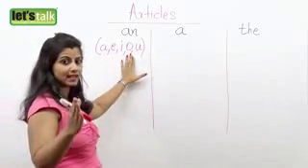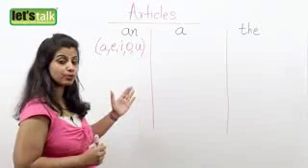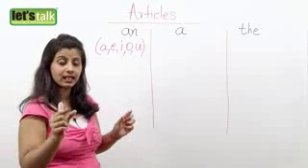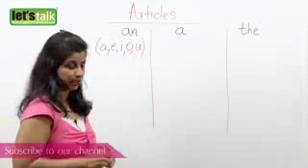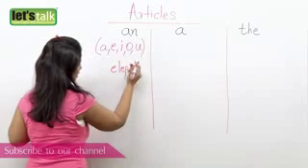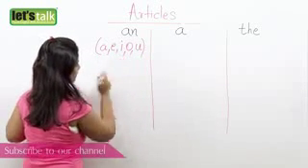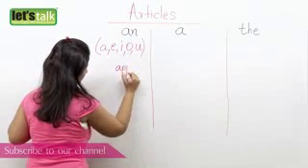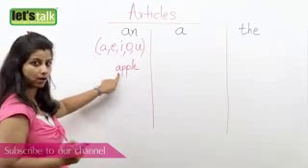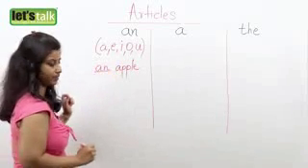When you want to place your article an, you always remember that you place the article an in front of the word beginning with a vowel. Okay, for example, elephant. Okay, let's begin in the right order. What about apple? Here, A is a vowel. So here we write an apple.